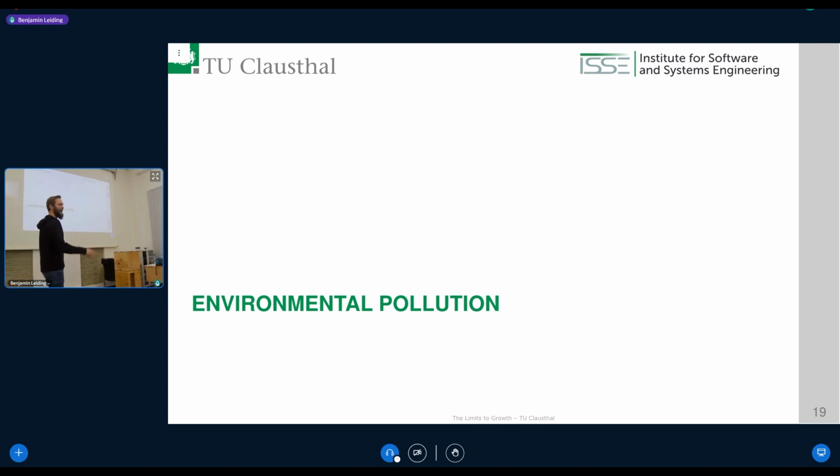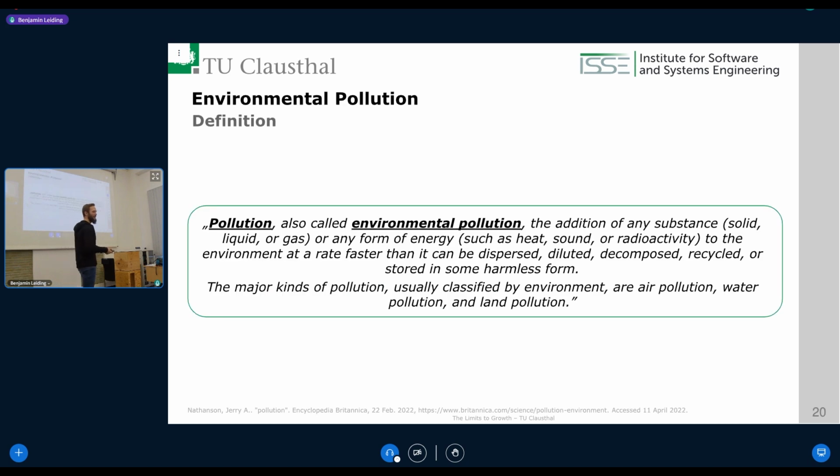Okay, I keep the rest of the torturing for later, so now we're just going to move on to one of the many definitions of environmental pollution. For all the definitions that I will ever tell you in this lecture, there are also other definitions. Those are just the ones that we deem to be most suitable for this course. And for pollution, we have the following one.